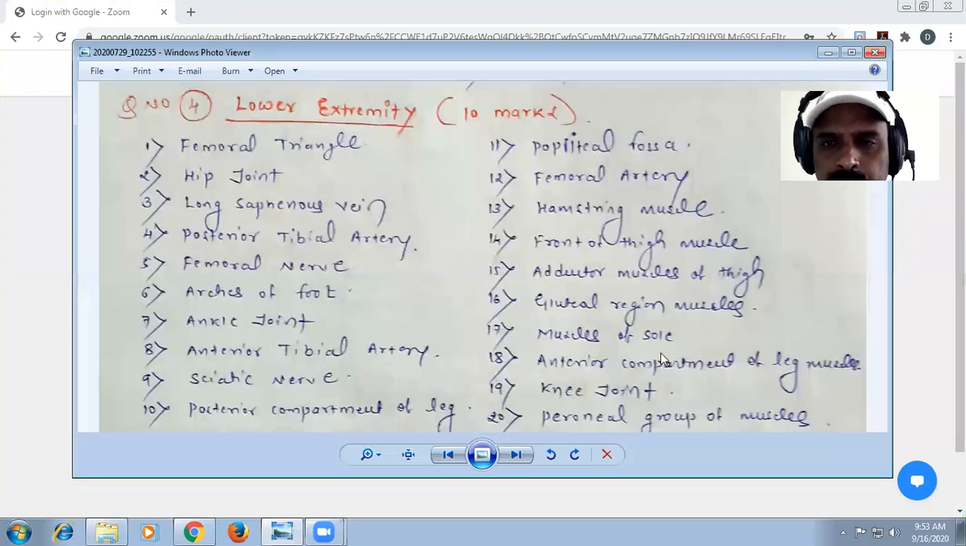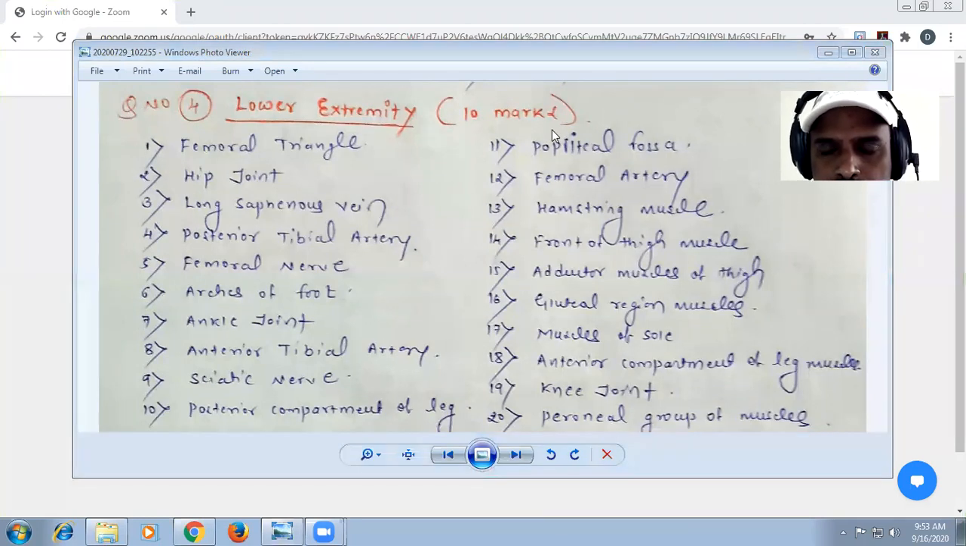Lower extremity. In this, you have to know about the important 10 marks questions commonly asked, and we have come across the 5 marks also. So in this, you should know the important questions like femoral triangle, hip joint, long saphenous vein, posterior tibial artery, femoral nerve, arches of foot, ankle joint, anterior tibial artery, sciatic nerve, posterior compartment of leg, popliteal fossa, femoral artery, hamstring muscle, front of thigh muscle, adductor muscle.